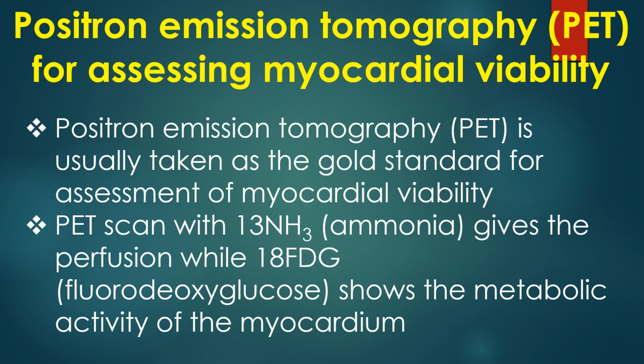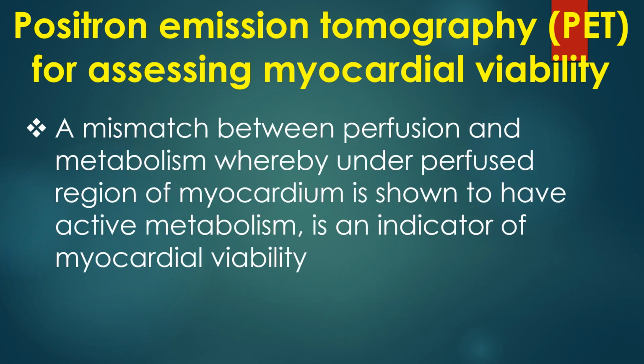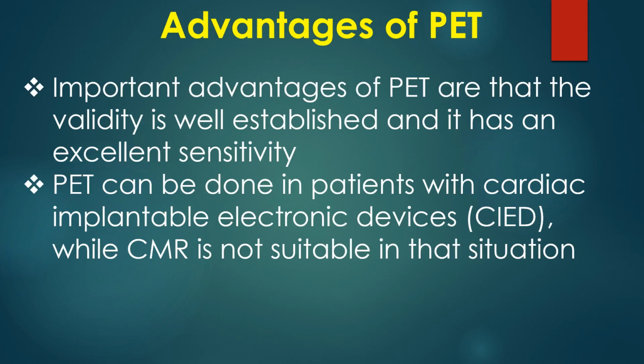Positron emission tomography is usually taken as the gold standard for assessment of myocardial viability. PET scan with 13 ammonia gives the perfusion, while 18 FDG shows the metabolic activity of the myocardium. A mismatch between perfusion and metabolism, whereby underperfused region of myocardium is shown to have active metabolism, is an indicator of myocardial viability. Important advantages of PET are that validity is well established and it has an excellent sensitivity. PET can be done in patients with cardiac implantable electronic devices, while CMR is not suitable in that situation.